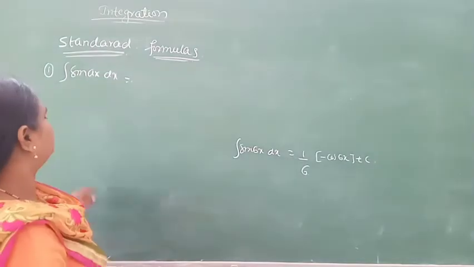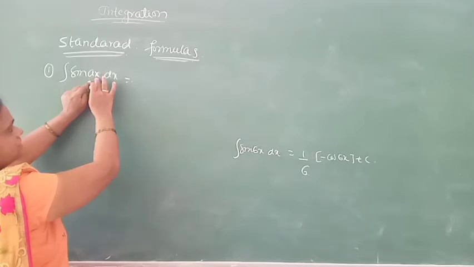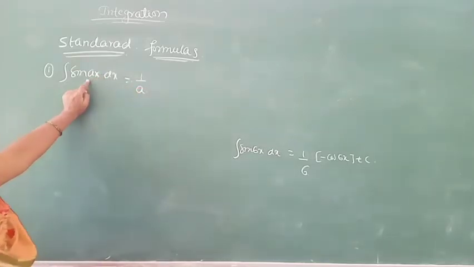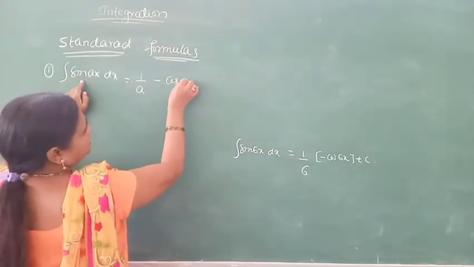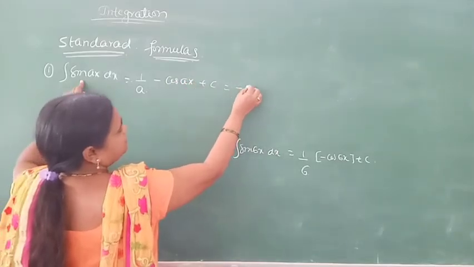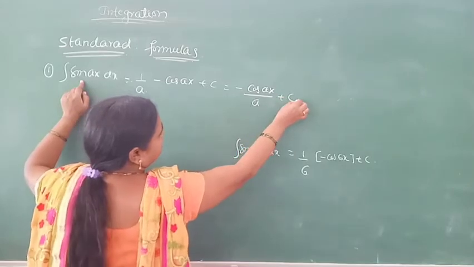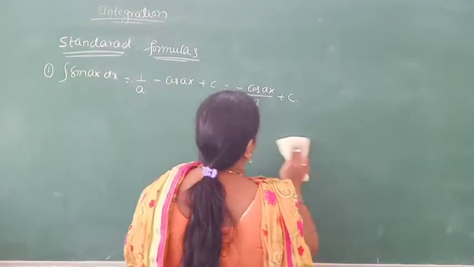Okay. Similarly here, integration of sin ax. That angle x is multiplied by some constant. That constant we are taking in the denominator, 1 by a, and do the integration of sin ax, that is minus cos ax plus c. Please remember the formula. If the angle is multiplied by some constant, that constant we always take in the denominator. Okay. Now I will give the formulas one by one. Please go through those formulas. Okay.